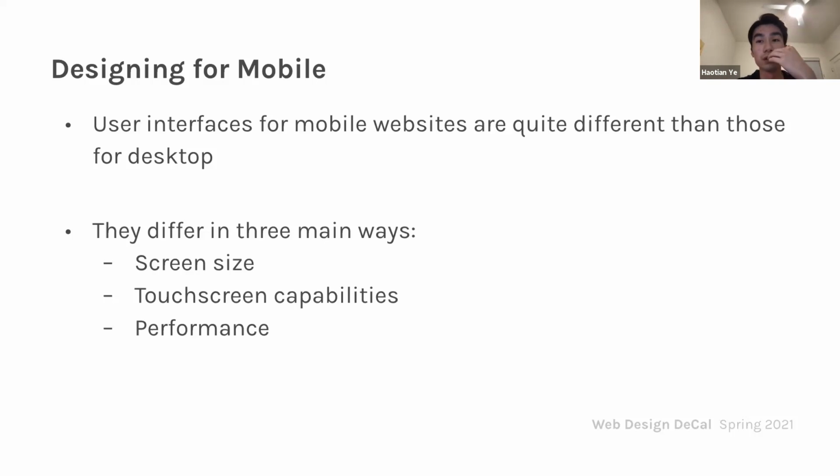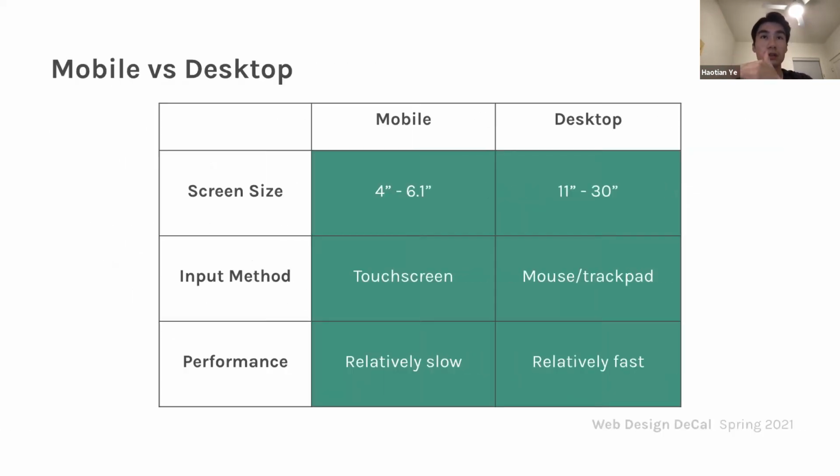So mobile design mainly focuses around screen size, touchscreen compatibility, and performance. You can see the details here. You can see the dimensions of mobile versus desktop screen size. Input method for mobile is touchscreen, but for desktop it's a mouse or a trackpad. And then overall performance for mobile is relatively slow compared to a computer, while a computer is way faster than a phone. Although nowadays phones are pretty fast.